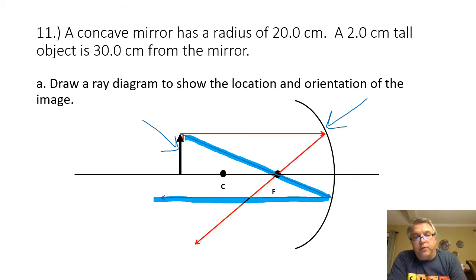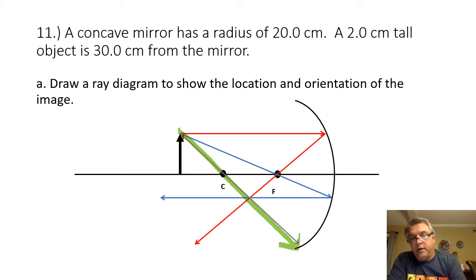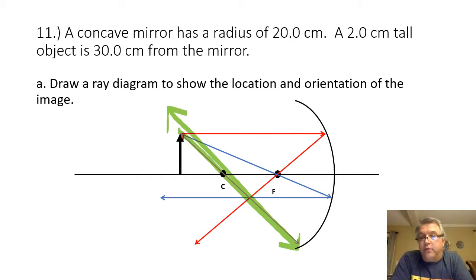My third ray, let me do a couple of erasures here just so that I don't make too much of a mess, goes through the center of curvature. So the incident ray goes through the center of curvature, and when that happens, it's going to strike the mirror at a 90-degree angle and it's going to reflect back on itself. So it hits the mirror here, reflects back on itself and goes back through the center of curvature. So those are my three rays that I can draw.